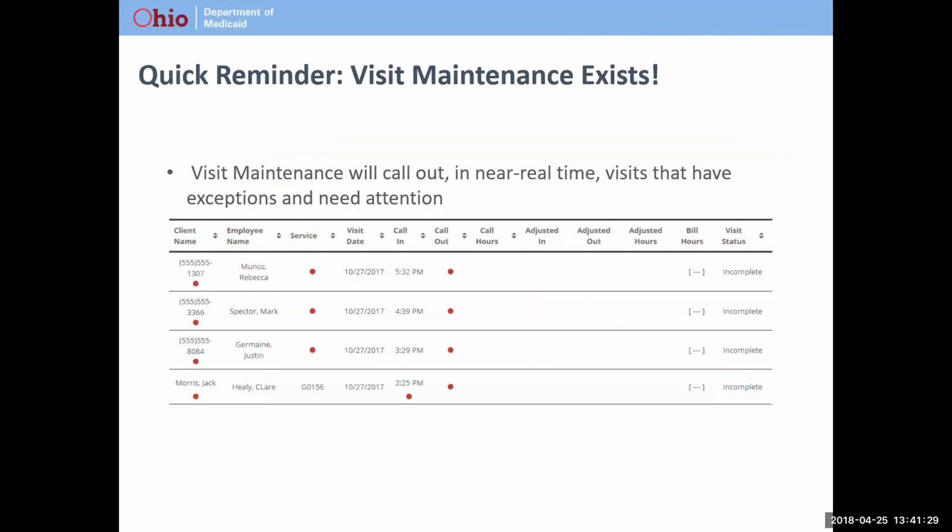Just as a quick reminder, visits will show up in near real time in the visit maintenance screen. This screen eliminates the need to first run a report to see exceptions that may need fixed. Instead, it will display all the information it has for a visit and demonstrate with a red dot where an exception needs addressed for that visit. So when you are doing your day-to-day maintenance of your visit data, visit maintenance is still a good place to look at visits.